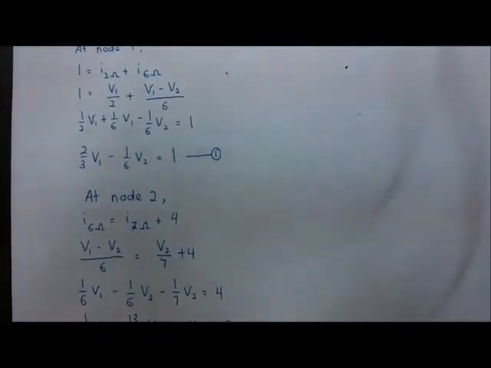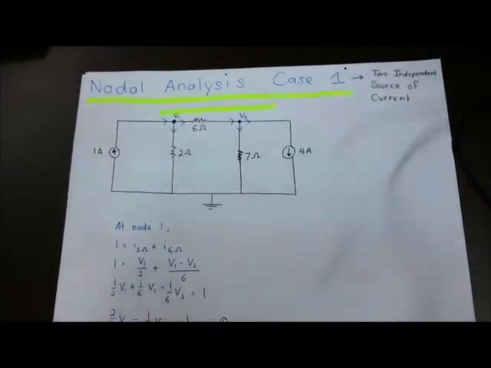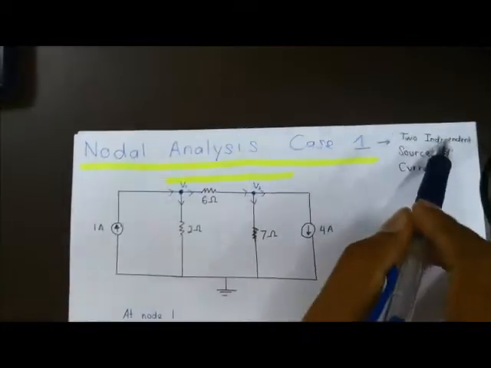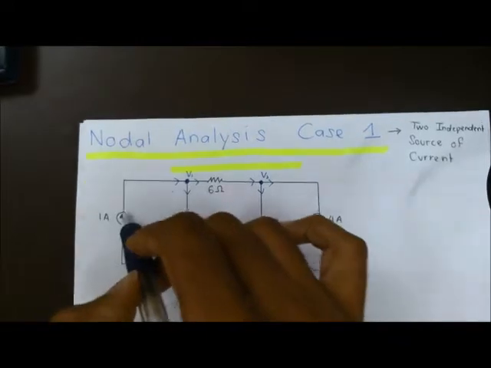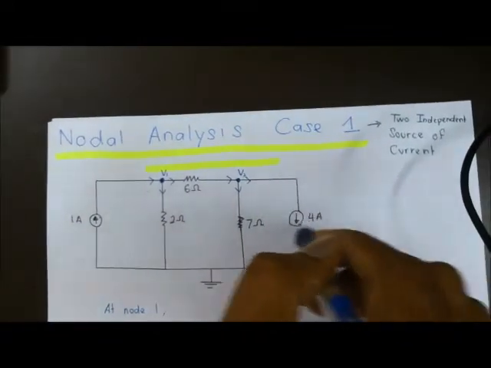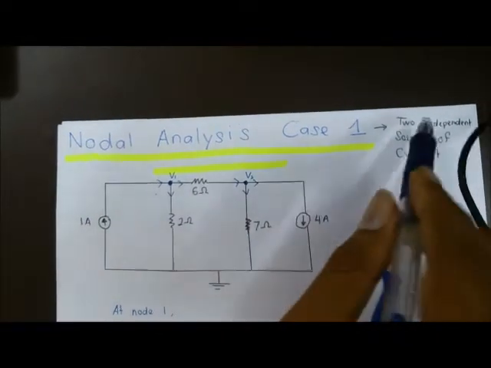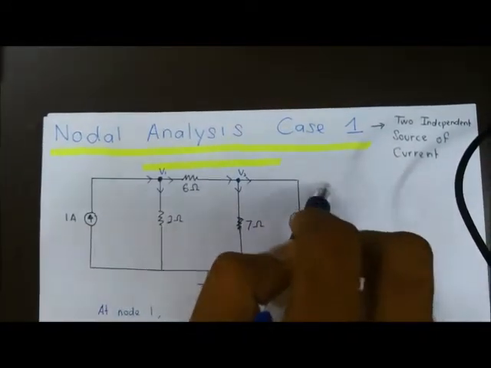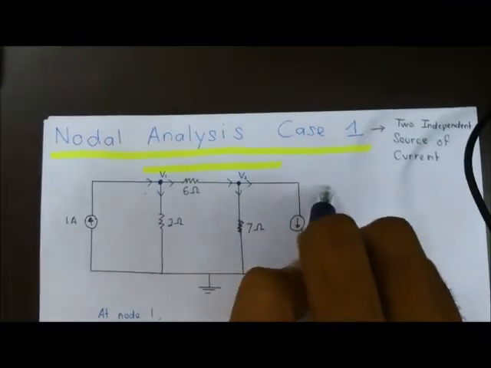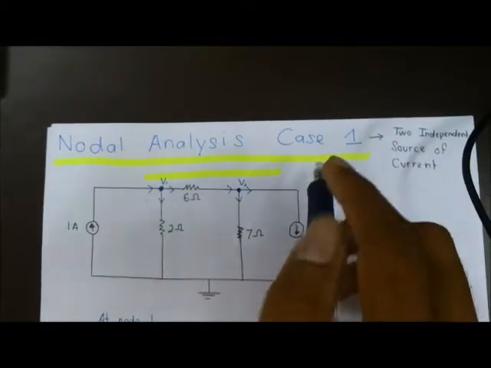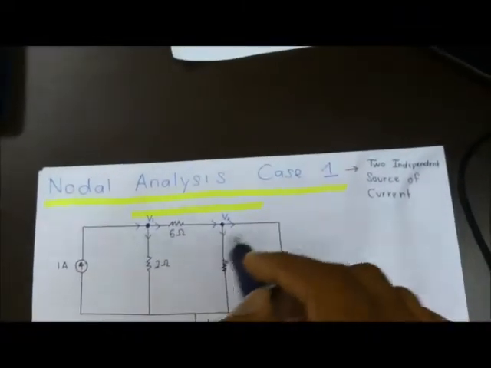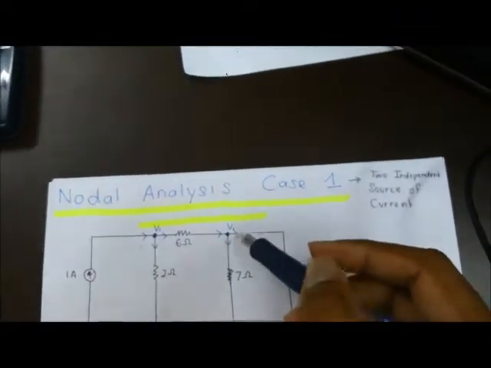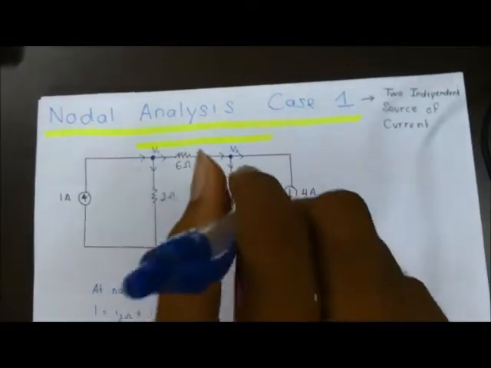Okay, so this is the first case given. As we see, we have the solution here. Case 1 is the two independent sources. Independent sources in a circuit, we can see it's round. The two independent sources of current. This is a very basic nodal analysis case that we will be attempting. We are not going to see it very frequently like this, because it's going to be more complicated than this, but we go from basic first.